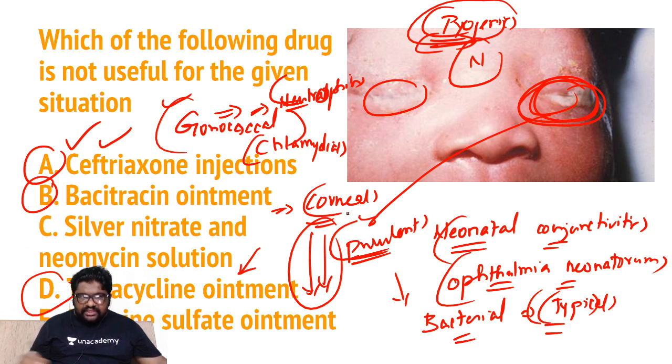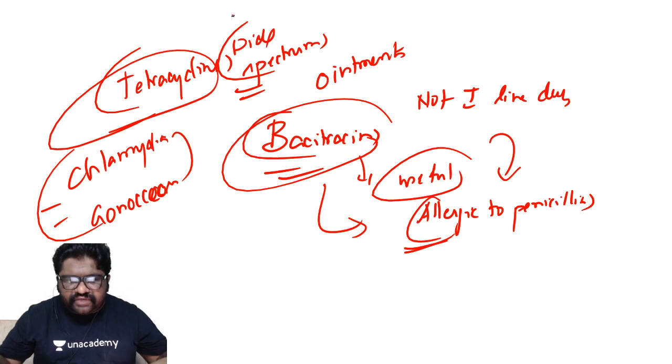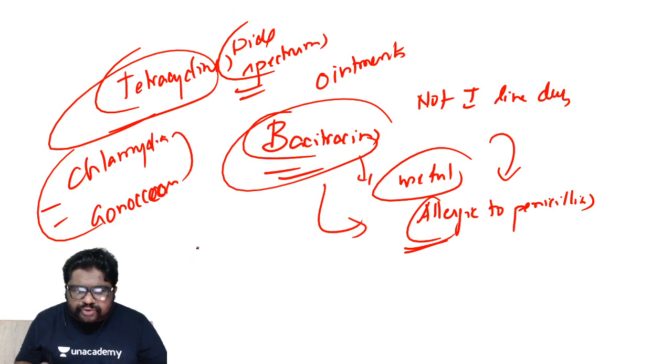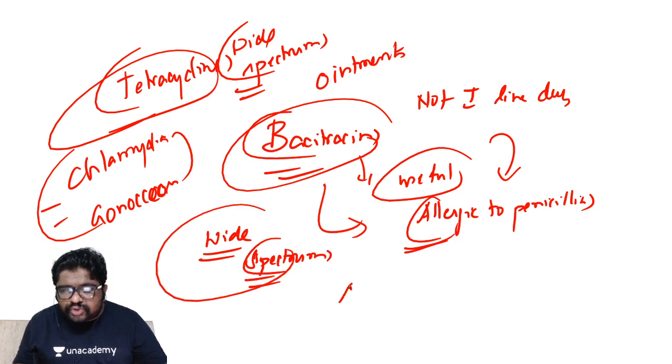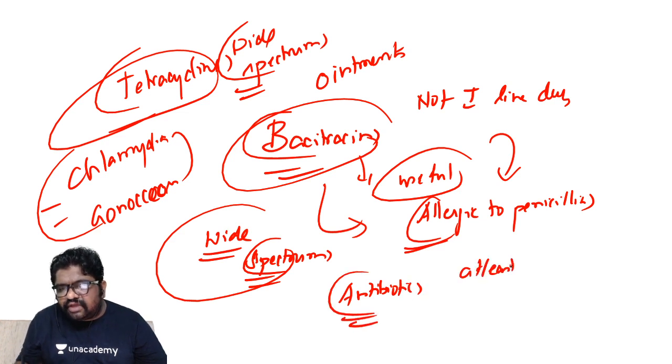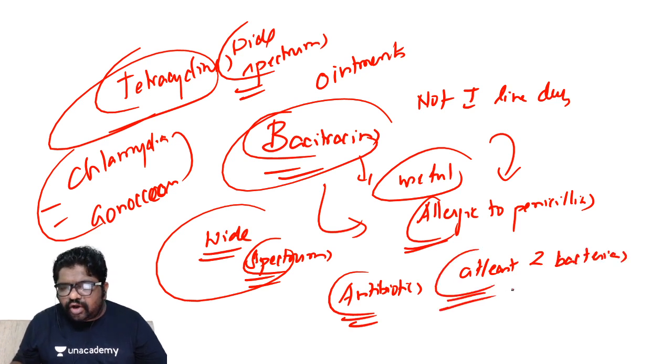So please remember, ophthalmia neonatorum is an emergency situation. In that emergency situation, I'm going to tell you one simple concept. Listen very carefully. What kind of drug am I supposed to use? Either I use a wide or broad spectrum antibiotic which can take care of all the possible organisms, or at least use an antibiotic which can take care of at least two bacteria that are capable of causing ophthalmia neonatorum.